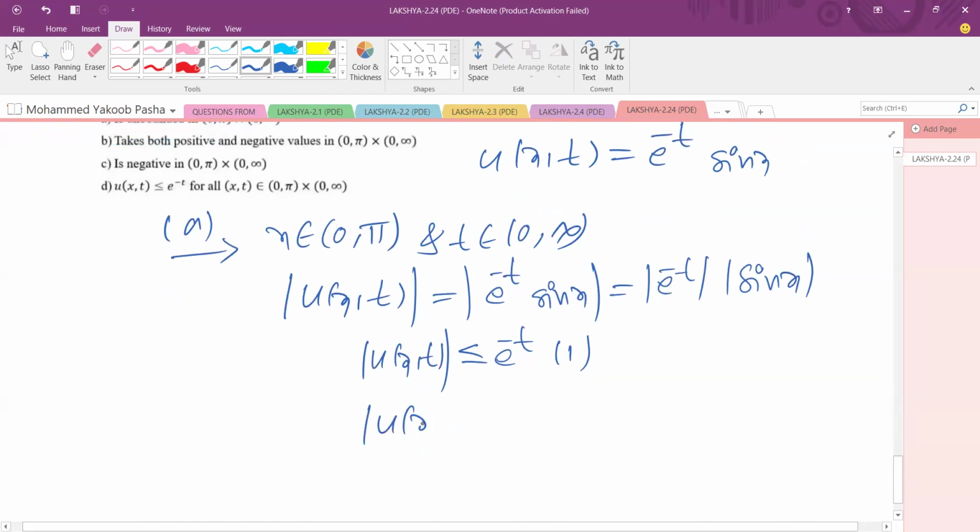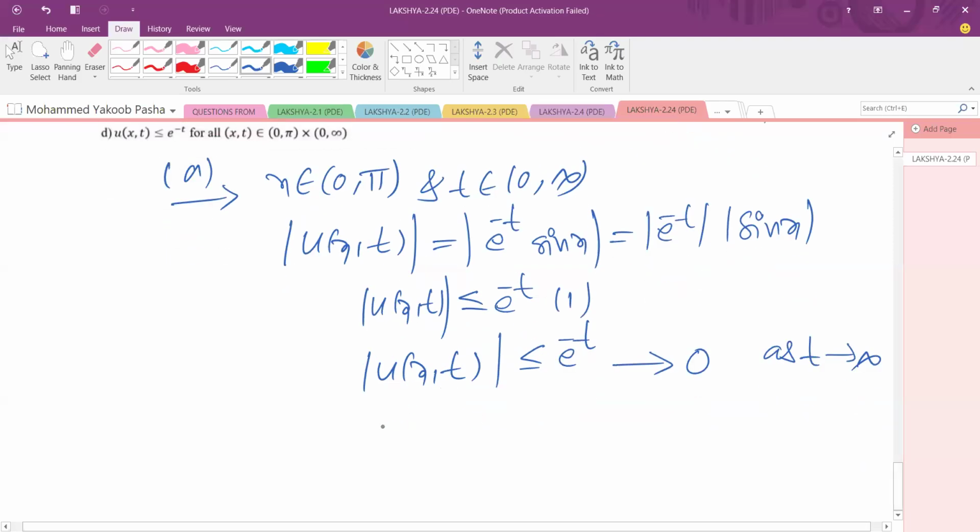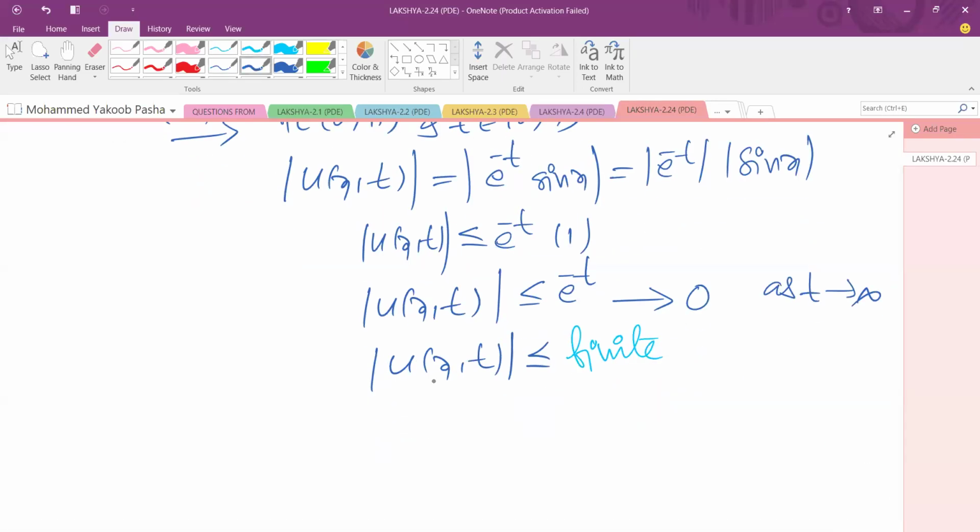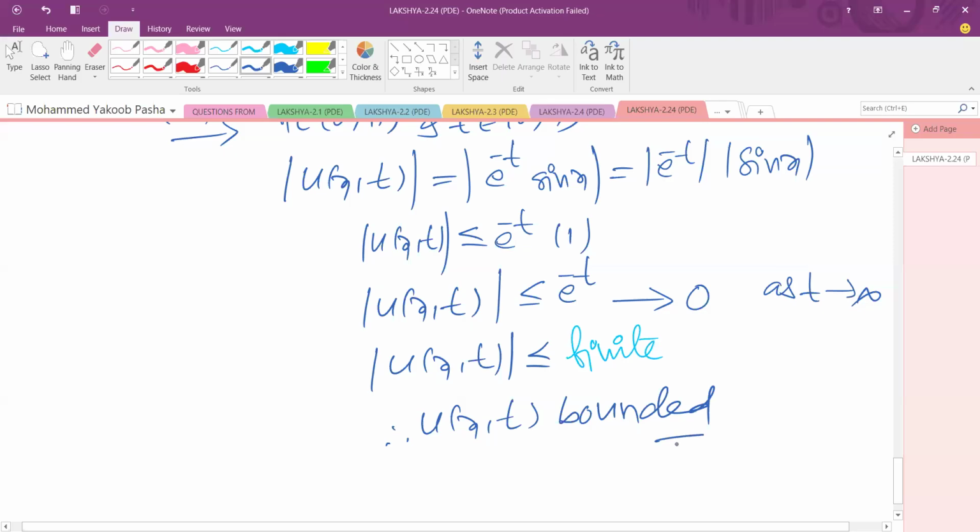I am writing one more step here. Modulus of u of x, t is less than or equal to e power minus t. As t tends to infinity, e power minus t tends to 0. That means modulus of u of x, t is less than or equal to some finite number. Whenever it is a finite number, then we say that the function u of x, t is bounded or unbounded? Bounded, sir. It is bounded.